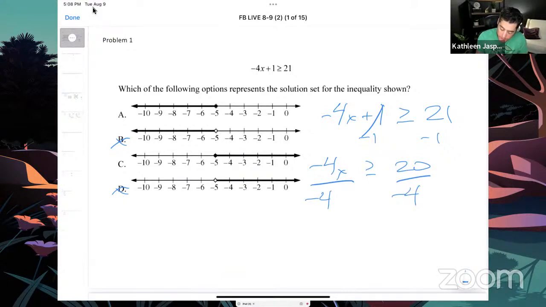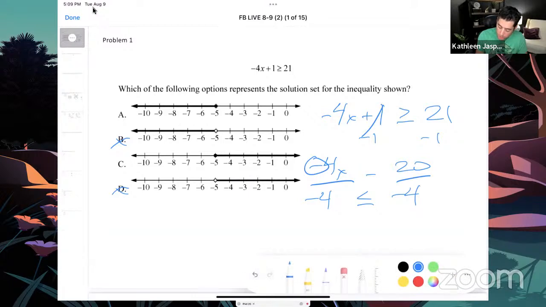But here is the kicker. Whenever you divide by a negative number, you have to switch the sign. This will come up on exams, especially standardized exams, because this is the only time that this happens with inequalities. When you divide by a negative number, your inequality flips or switches to the opposite. Sorry, I can't get a good grip on that.